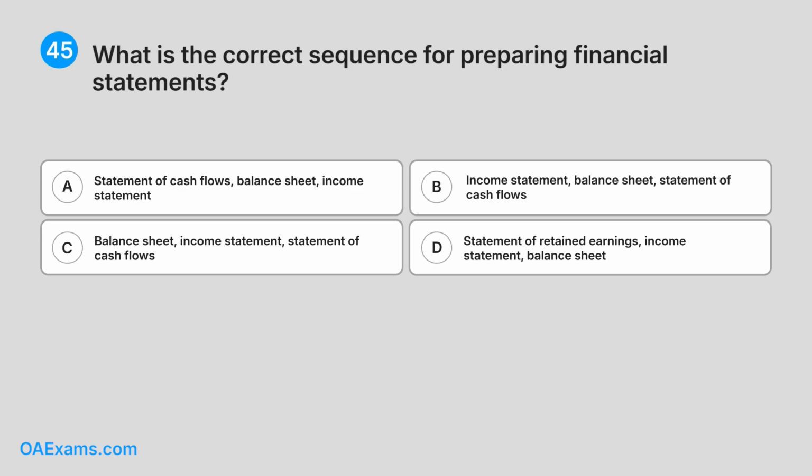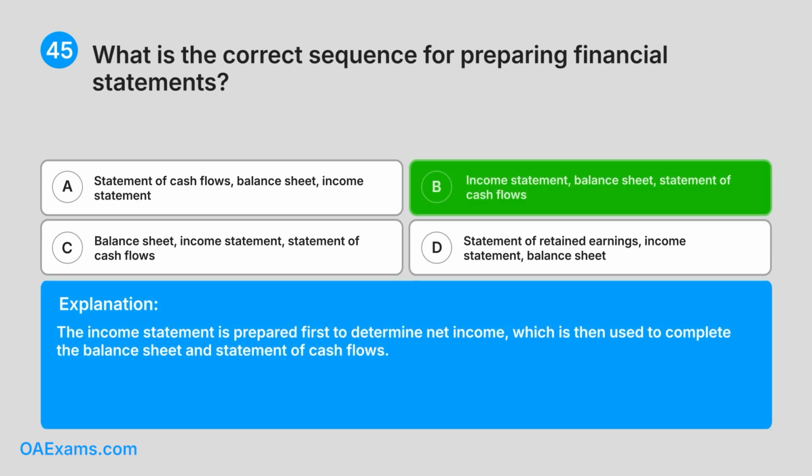Correct answer. B. Explanation. The income statement is prepared first to determine net income, which is then used to complete the balance sheet and statement of cash flows.